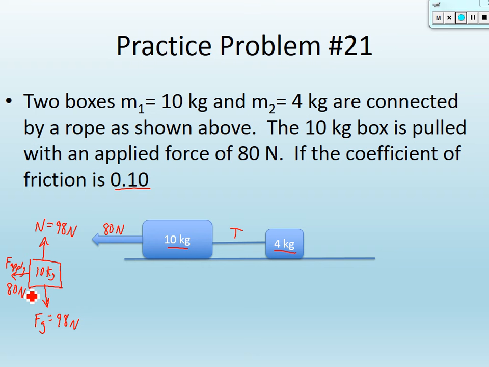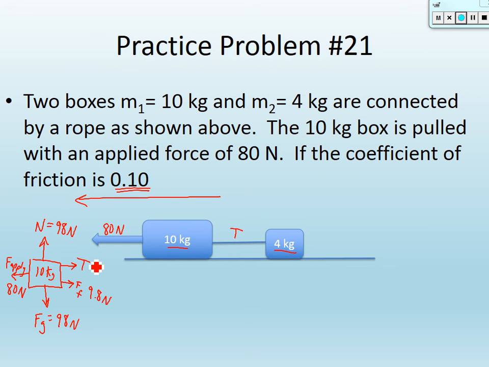Well, if this system is moving to the left, guys, which way is friction going to point? To the right. So let's put friction in right here. So force of friction, and let's solve for it. The coefficient of friction is 0.1. What's 0.1 times 98? That's 9.8 newtons. And is there another force pointing to the right on this block?